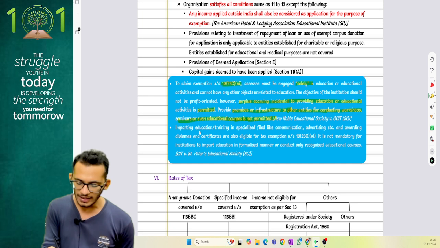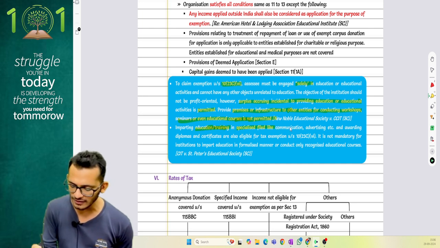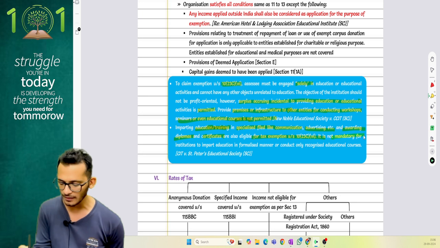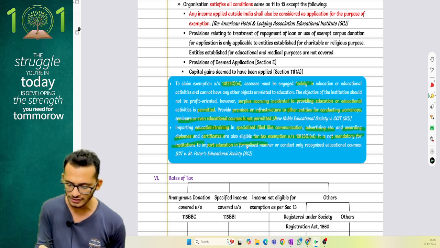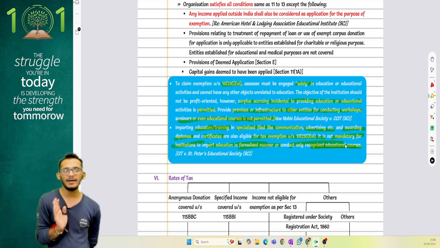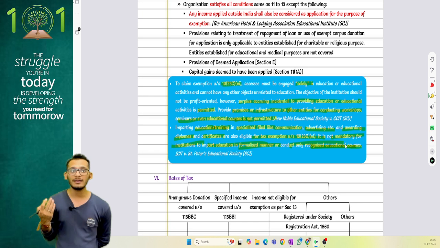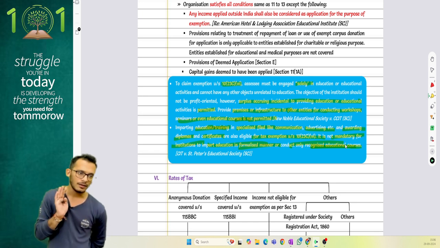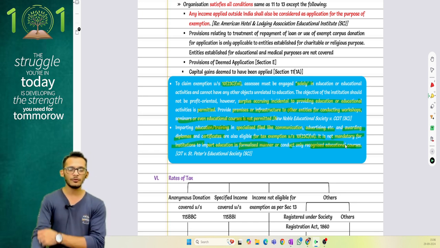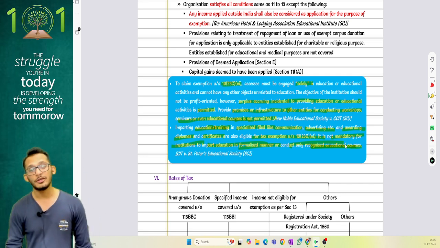Case law number 2, imparting education or training in a specialized fields like communication, advertising, etc. and awarding diplomas and certificates are also eligible for tax exemption under 10(23C)(vi). It is not mandatory for institutions to impart education in a formalized manner or conduct only recognized educational courses. As long as you are imparting education, it is good enough. It does not have to be a recognized course like an MBA or something like that. A good enough course is also permitted. This is what your case laws are.